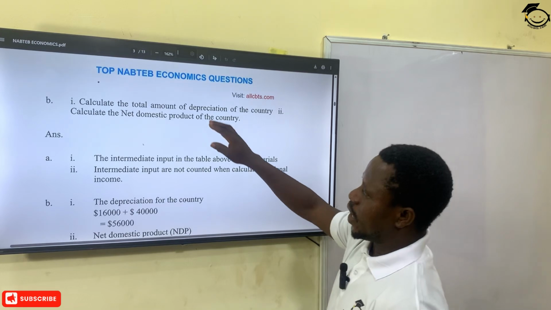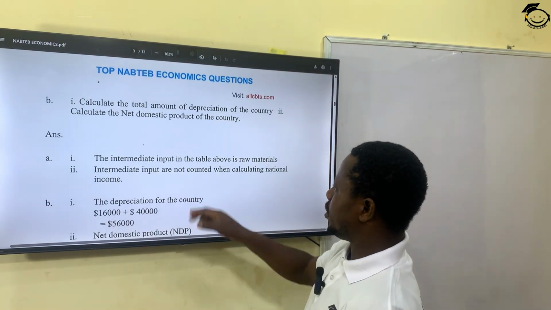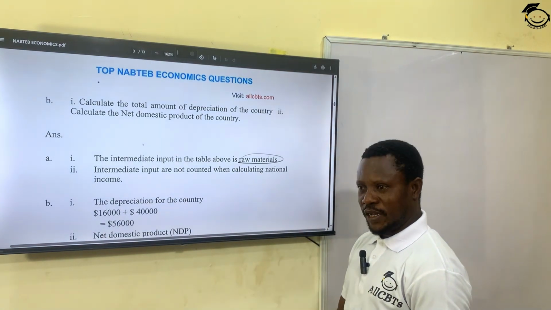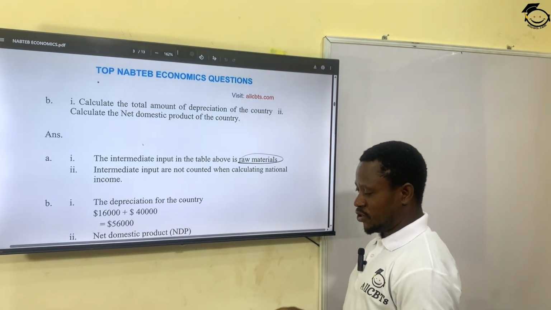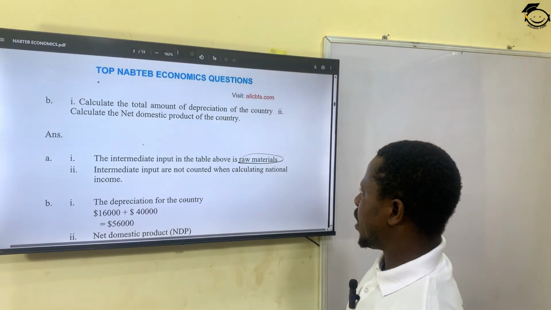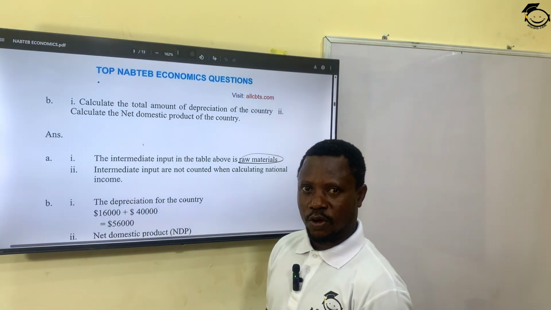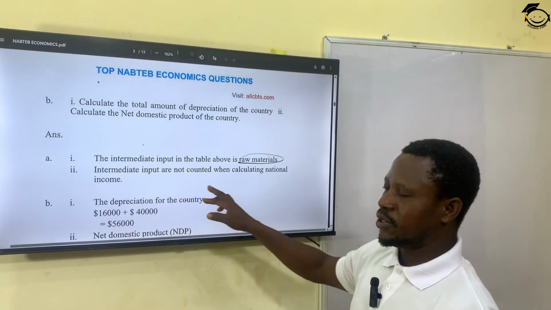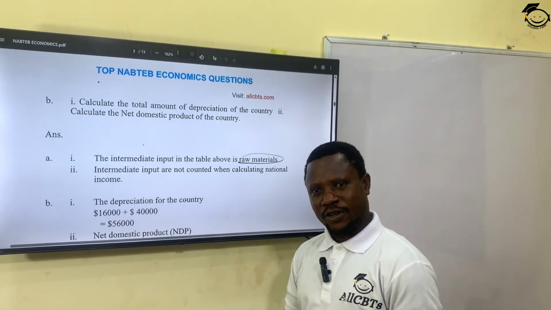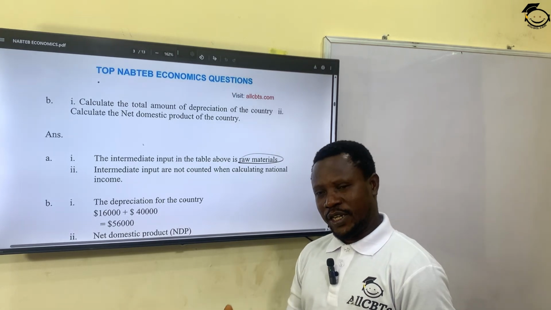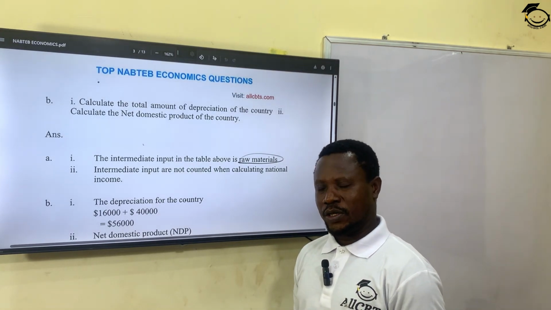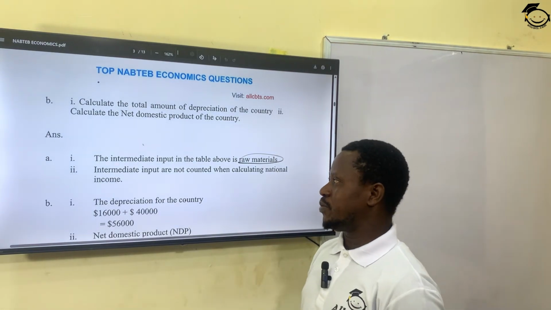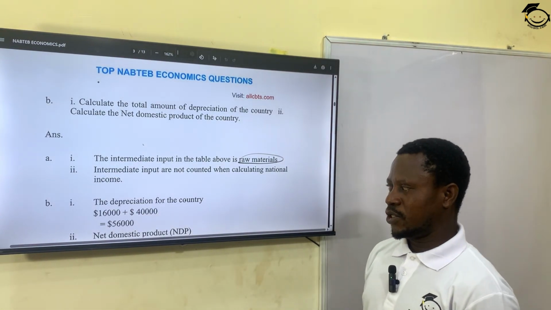So for answer to A, the intermediate input, of course, from the above is the raw materials, because raw material is still going through the process of production to be turned into output of finished goods. Okay? Now, the intermediate inputs are not counted when calculating national income. Why? Because they are not static. Today, they are raw materials, tomorrow they turn to finished goods. So we have to, in the short run, remove them in the process of calculating the national income.